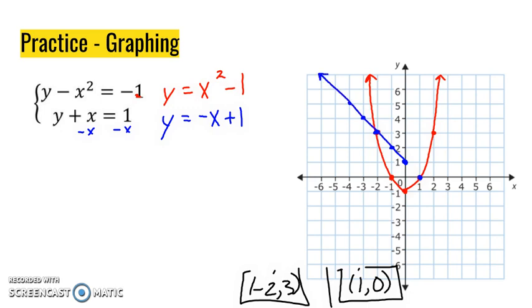So we're graphing to prove that our two answers that we were supposed to get are correct. And remember on the last slide, the two answers we got were negative 2 and 3, which I see, negative 2 and 3. And they were 1 and 0. And I see 1 and 0. So we have now graphed and proven that our two answers were correct.